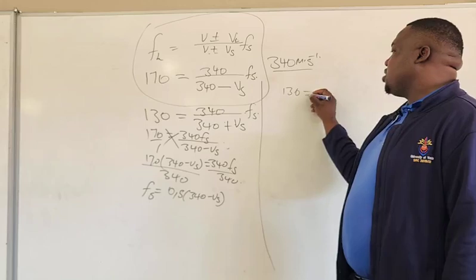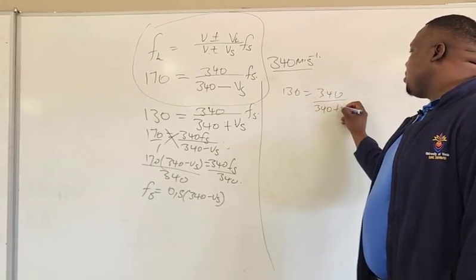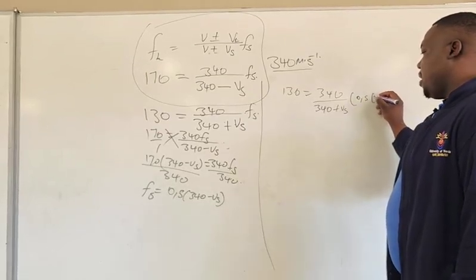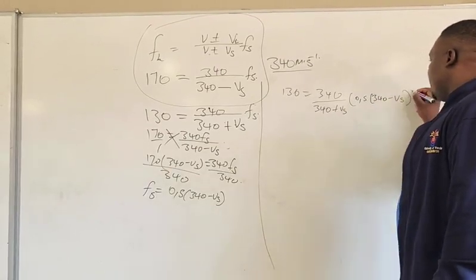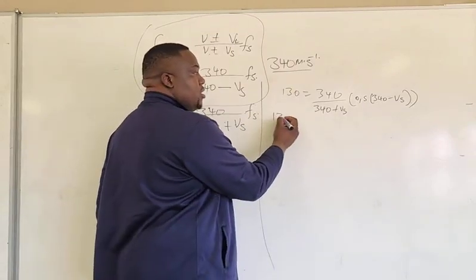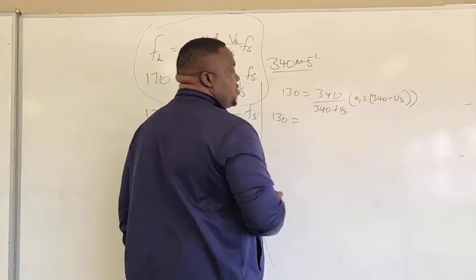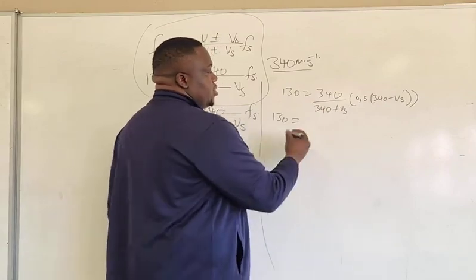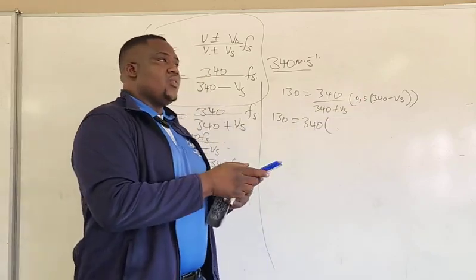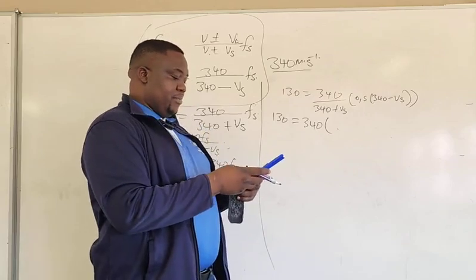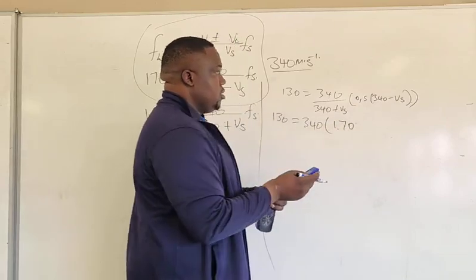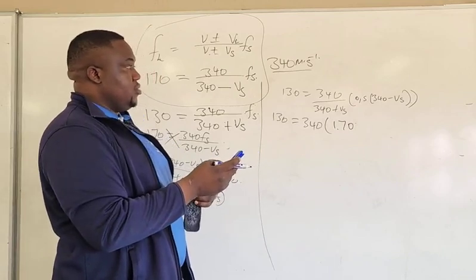So we have 130 is equal to 340 over (340 plus Vs), and here we substitute 0.5 multiplied by (340 minus Vs). Let us solve. You know that this 340 is multiplying everything in the numerator. Before we multiply, let us simplify by multiplying everything by 0.5. 0.5 multiplied by 340 gives us 170.